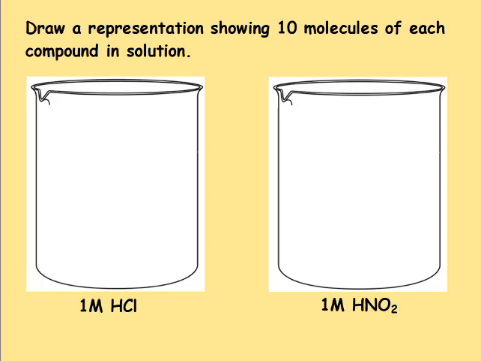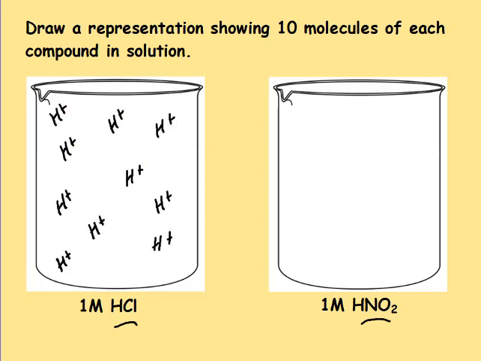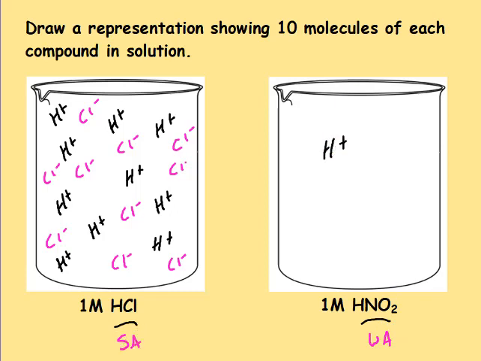So go ahead and draw a representation showing 10 molecules of each of these compounds, HCl and HNO2. Restart when you're done. So my HCl should have broken apart completely, so there should be 10 H's, and I should have 10 chlorines. While HNO2 is a weak acid, so my weak acid should have one of them broken apart, and then the rest of them should still be together, so that's 2.